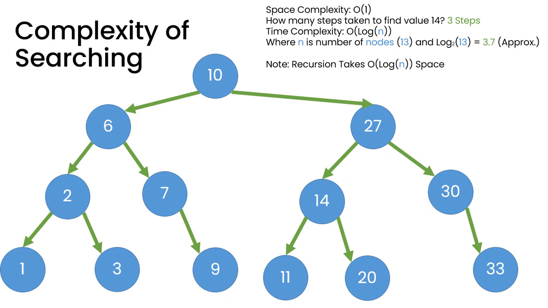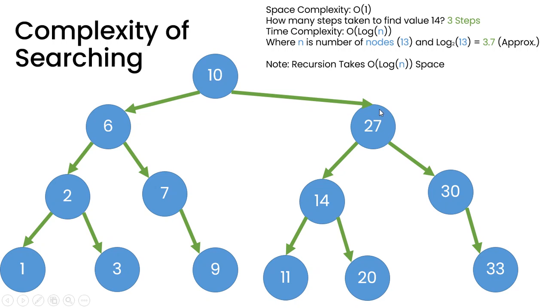So let's calculate the time complexity. If we use the recursive or iterative approach, it's going to be the same. It's going to be O of log n. How can we justify that? How many steps have we taken from the root value until we reach what we wanted? We were at 10, then we moved to 27, then we moved to 14, and then we validated our 14, and we returned our value at this position.